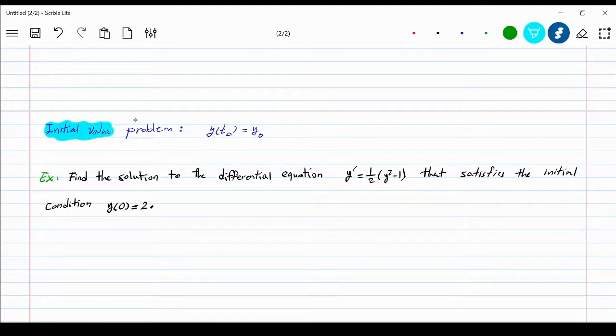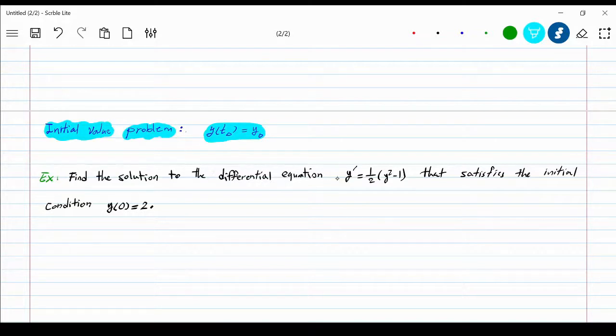And that initial value is just to create a particular solution, not multiple solutions, not the general form. So they'll give you some information. They say y at a certain value, like a t naught, is equal to y naught. It may be confusing, the notation, but it means that the y at some x value is given. So here, let's look at this example.